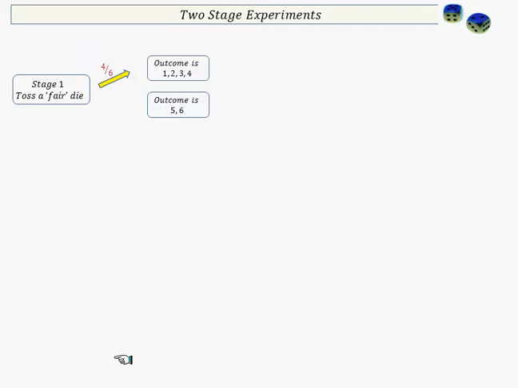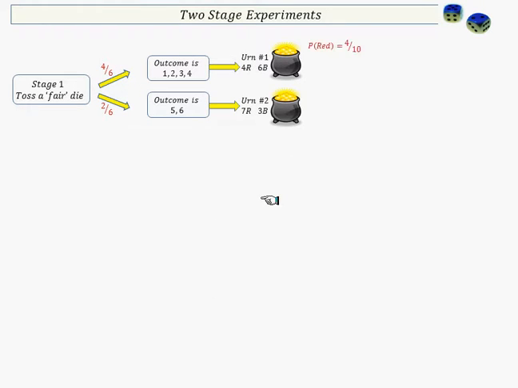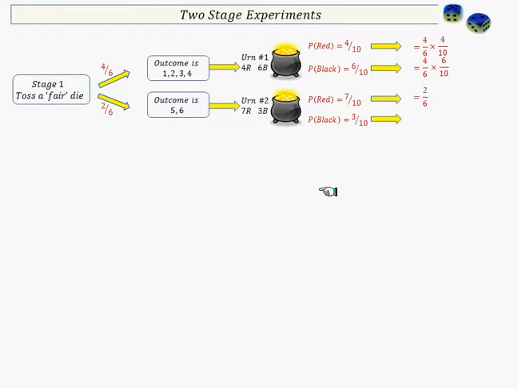And finally, a two-stage experiment. We toss a fair die. If the outcome is 1, 2, 3, 4, which is 4 in 6, we go to urn number 1, which is 4 red and 6 black. And if the outcome is 5 or 6, we go to urn number 2 with these numbers. So coming out these branches here, of course, we have these probabilities. See them coming on the screen here now.